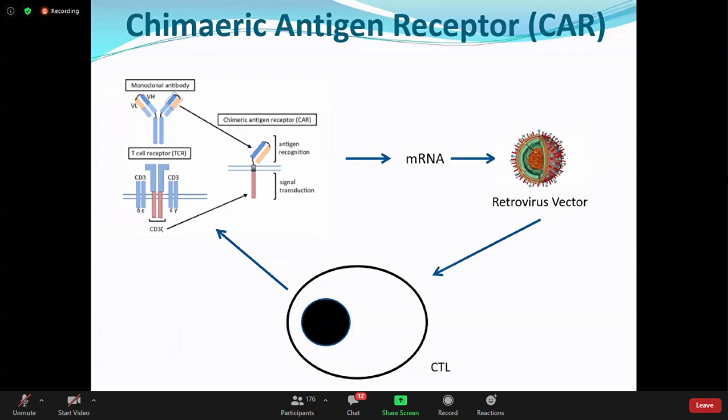But it has been used in clinical trials and has very high success rate, particularly against lymphomas where we're developing cytotoxic T cells against these CD20 expressing B cells.